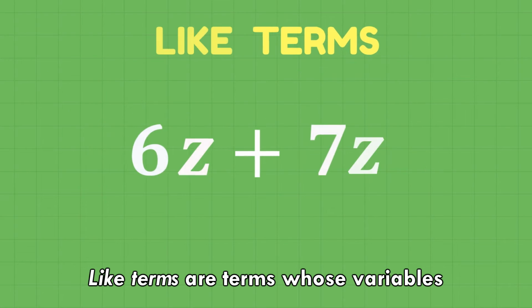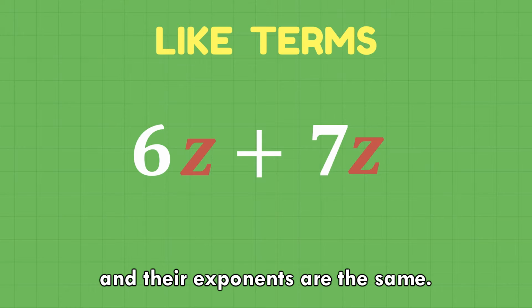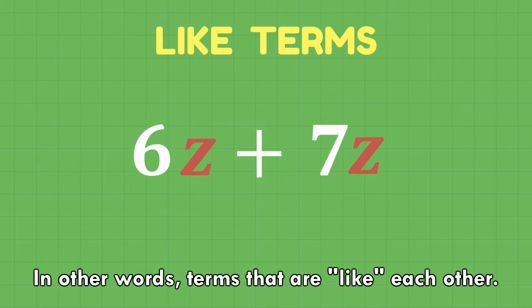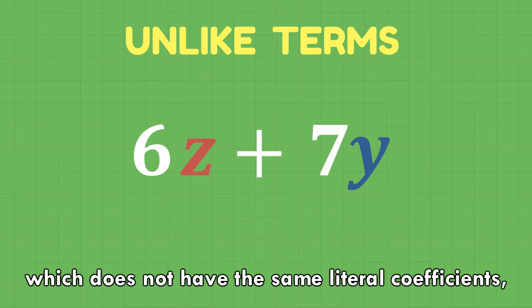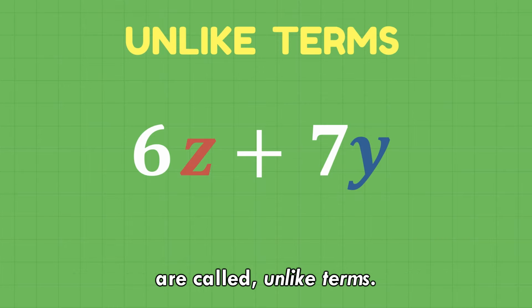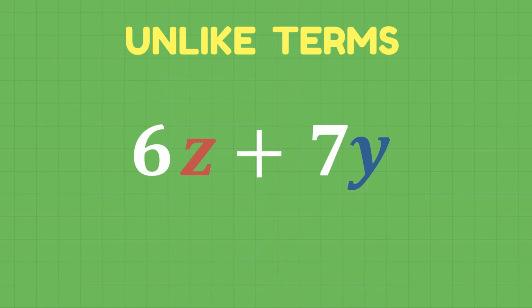Like terms are terms whose variables and their exponents are the same. In other words, terms that are like each other. On the other hand, algebraic terms which do not have the same literal coefficients and cannot be raised to the same power are called unlike terms.